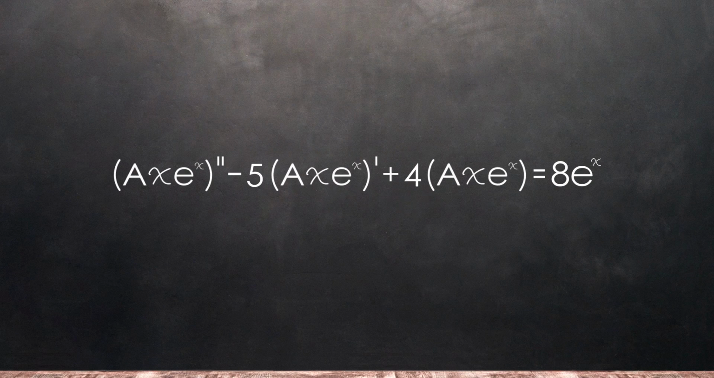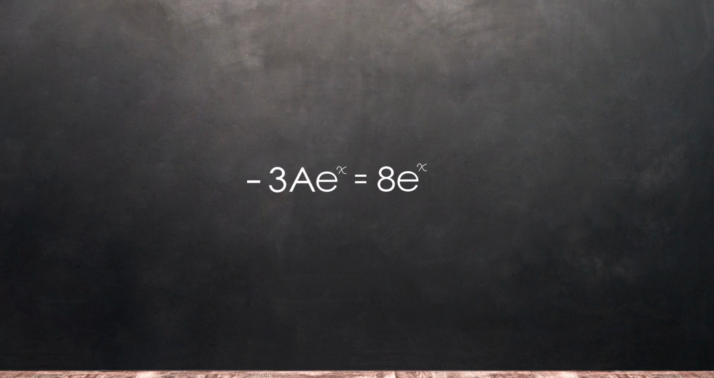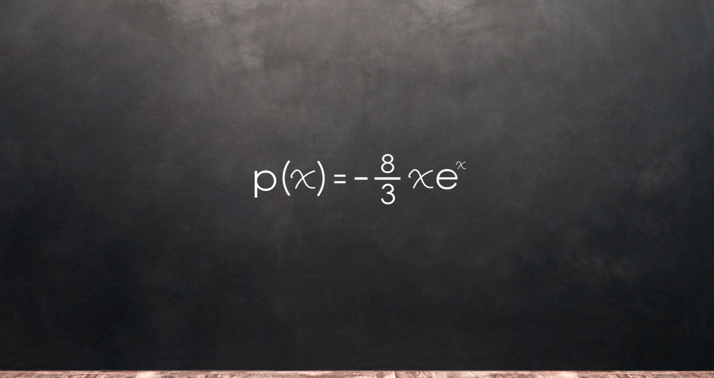Substituting this new particular solution into the differential equation and simplifying gives negative 3a e to the x equals 8 e to the x. And we get a equals negative 8 over 3. Therefore, the particular solution is negative 8 over 3x e to the x.